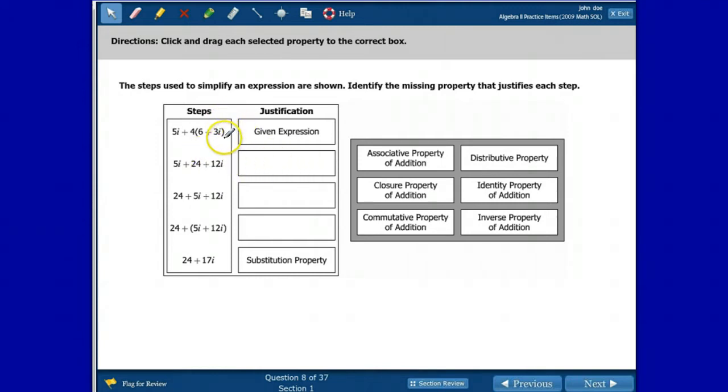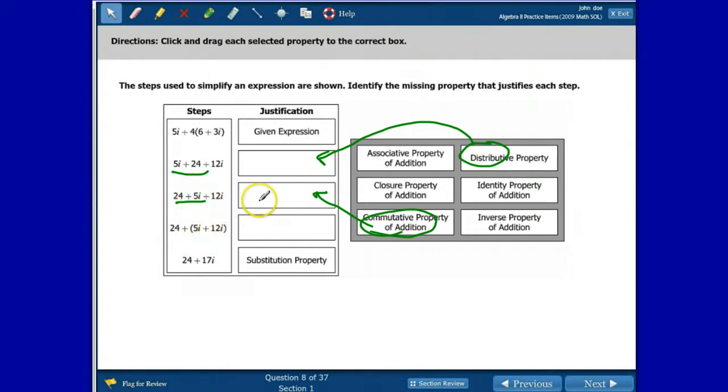So from step 1 to step 2, it looks like I did the distributive property. So this guy is going in here. Now from this one to this one, it looks like these two guys have swapped places. So that's the commutative property that goes in there. And then it looks like I just threw some parentheses down on there. That's the only difference between these two.